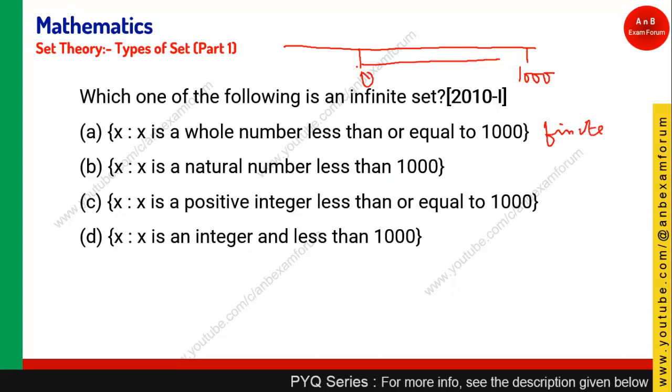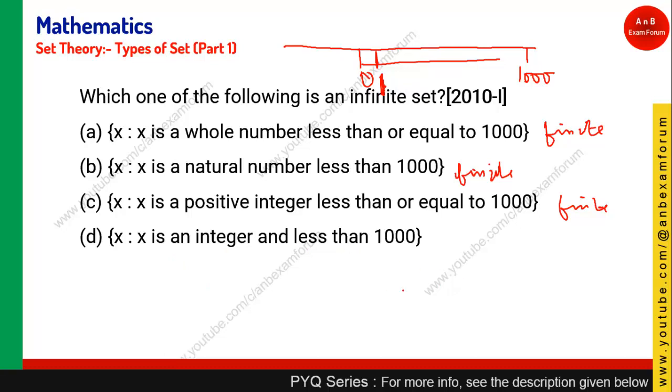x is a natural number less than 1000. Again, natural numbers start with 1 till 1000. Again, you can count, so this is a finite set. Let's see the next one. Positive integers less than or equal to 1000. Positive is what? 1 is positive, so 1 to 1000. Again, this is a finite set.